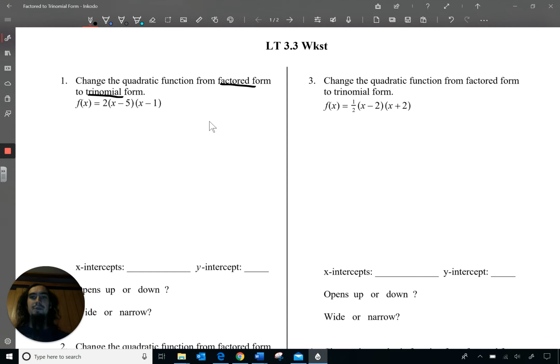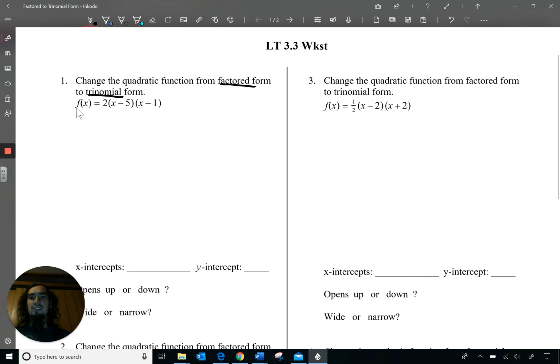Some of you are already asking me questions this morning, so I just want to make sure that everything's clear, because this shouldn't be too hard. If you know what you're doing, this should be a quick, easy week. Okay. So let's go ahead and jump into this first example.